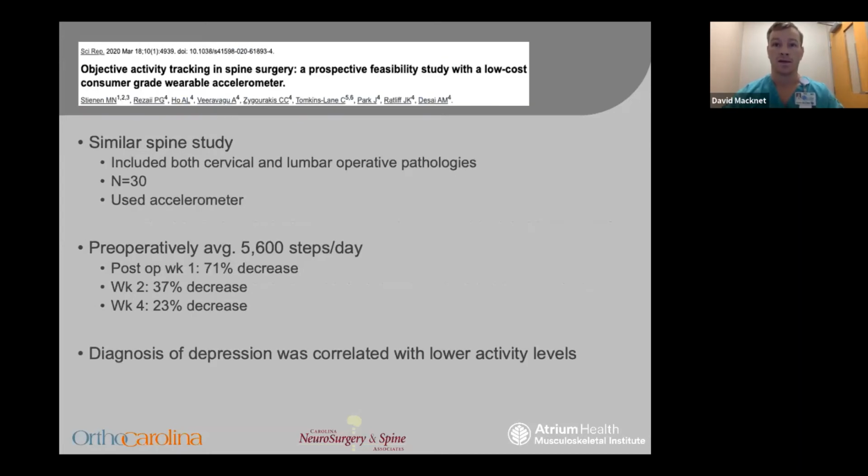The second study looked at both cervical and lumbar operative pathologies in 30 patients using an accelerometer. They recorded preoperative step count and compared this to their postoperative course, and you can see a gradual upward trajectory as the weeks increased. Just like has been found with patient-reported outcomes, patients with depression had lower functional scores postoperatively and had slower overall postoperative trajectory.